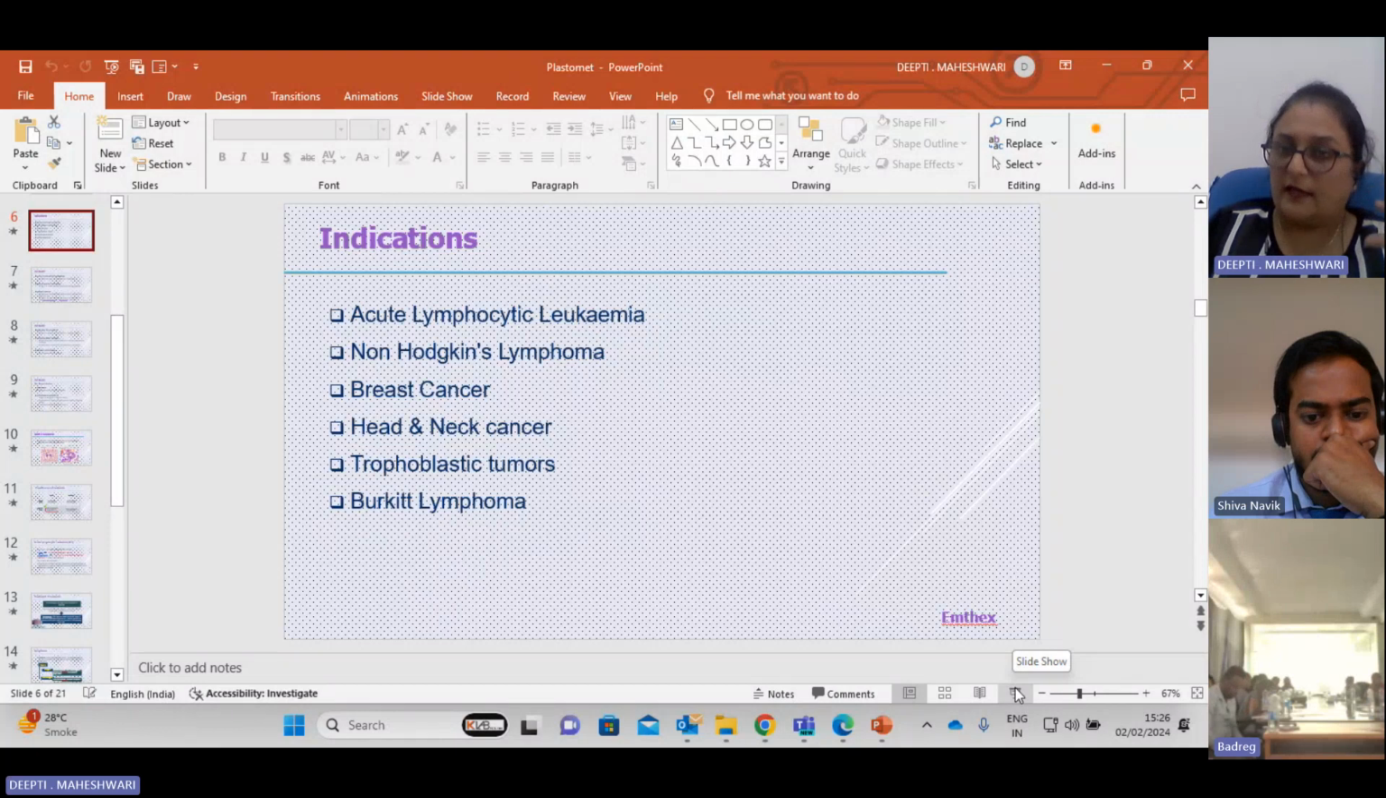So which are the indications for hemato-onco? For the hemato-oncologists: acute lymphocytic leukemia, non-Hodgkin's lymphoma, and Burkitt's lymphoma.